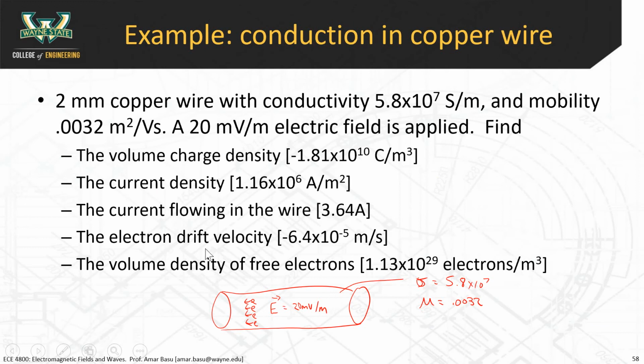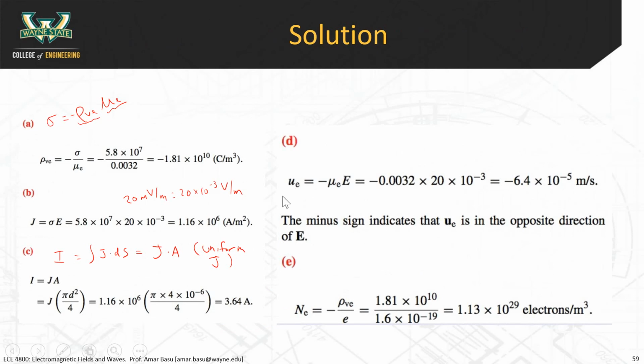velocity of the electrons. How fast are these electrons moving through the wire? It's also a fairly straightforward problem. The velocity, as we found, is the mobility times the electric field. Multiply the two together, you get negative 6.4 times 10 to the negative 5 meters per second. So the electrons are actually moving quite slowly through the material there.